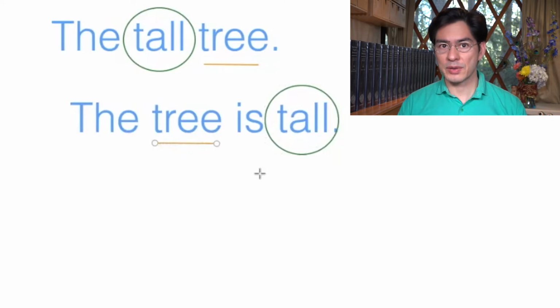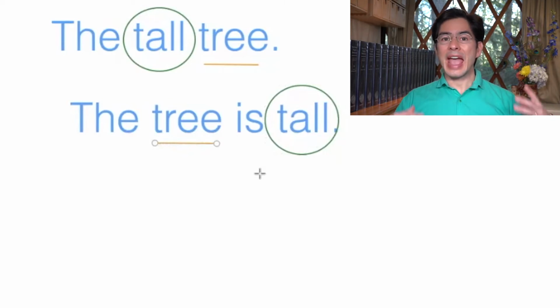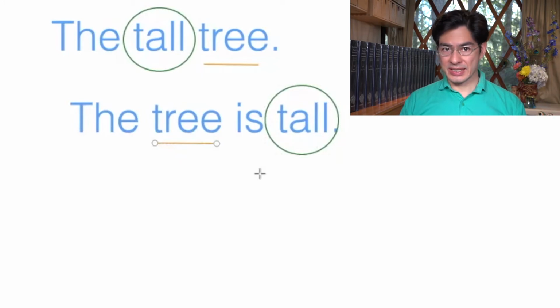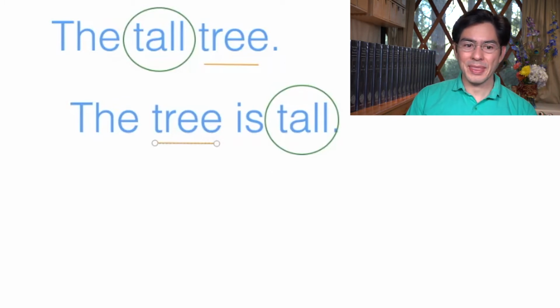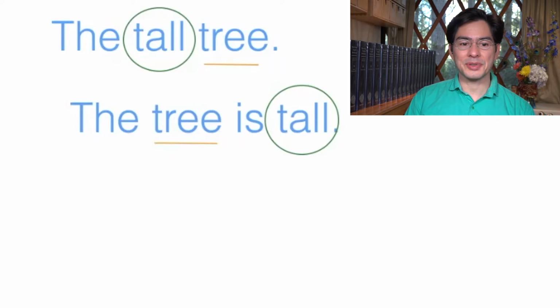Now, just as a quick review of the subject and predicate, the subject is the actor in the sentence, and the predicate is the action that the actor does. So in this case, the actor is the tree. What the sentence is about is the tree. And what is the tree doing? Well, the tree in this case is being, it's existing, and it's existing in a tall way. The tree is tall. I'll give you two more quick examples.